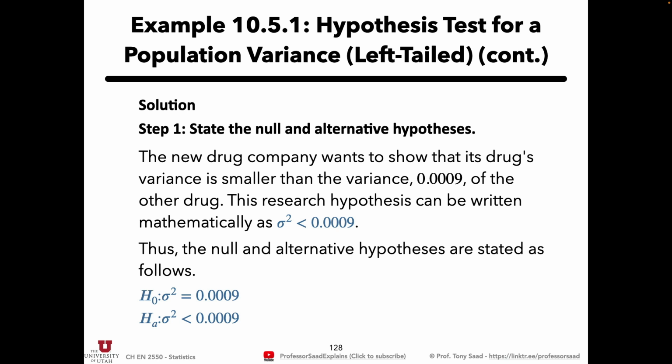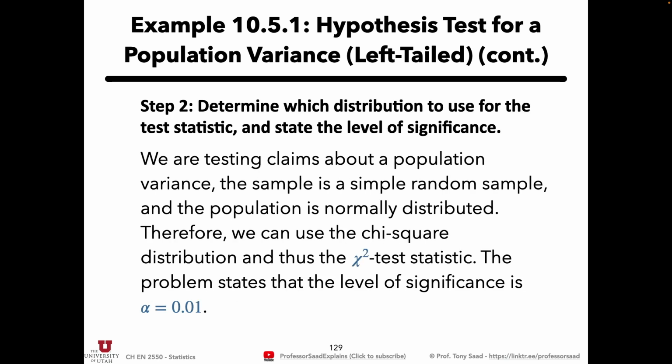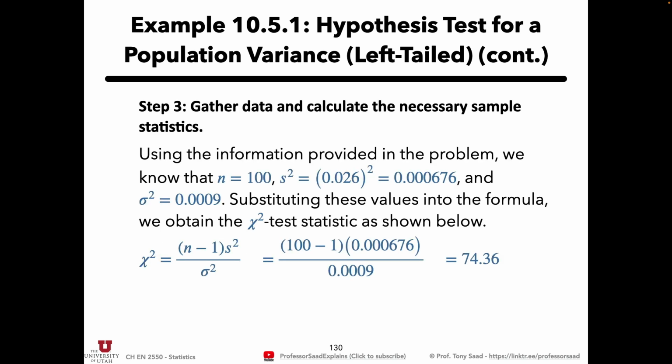The null hypothesis is that the variance is 0.0009, whatever units that is, maybe milligrams squared per something. And the alternative hypothesis is that the new drug has less than 0.0009 in terms of variation. Which distribution to use? We are going to use the chi-square test and chi-square distribution because it's a variance test at the level of significance of 1%. Alpha is 0.01.